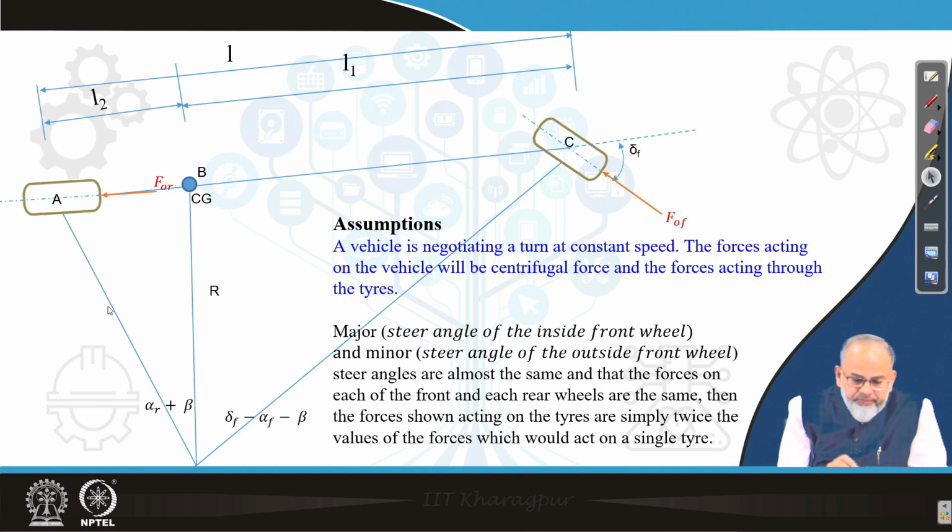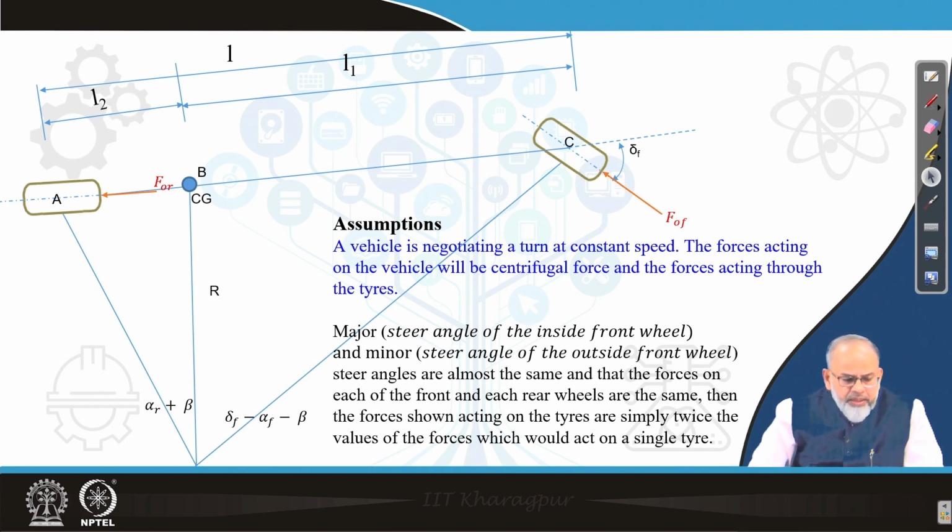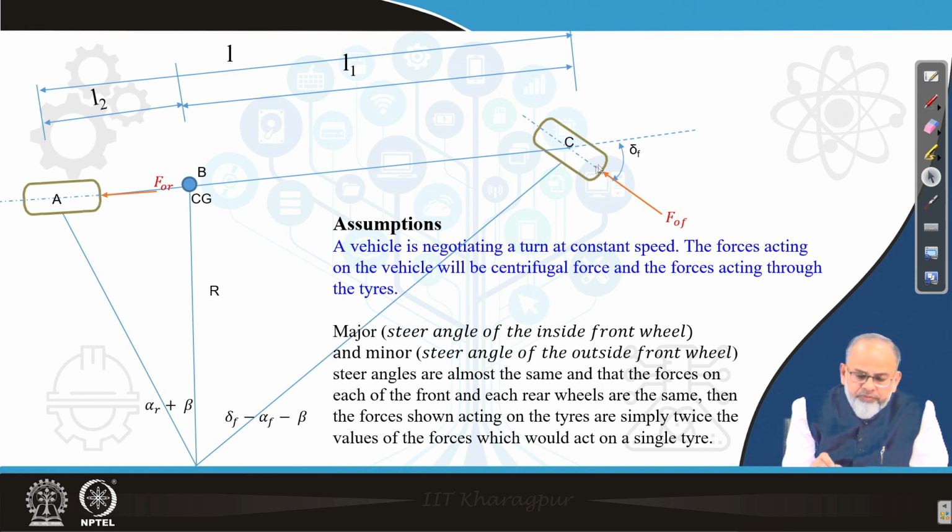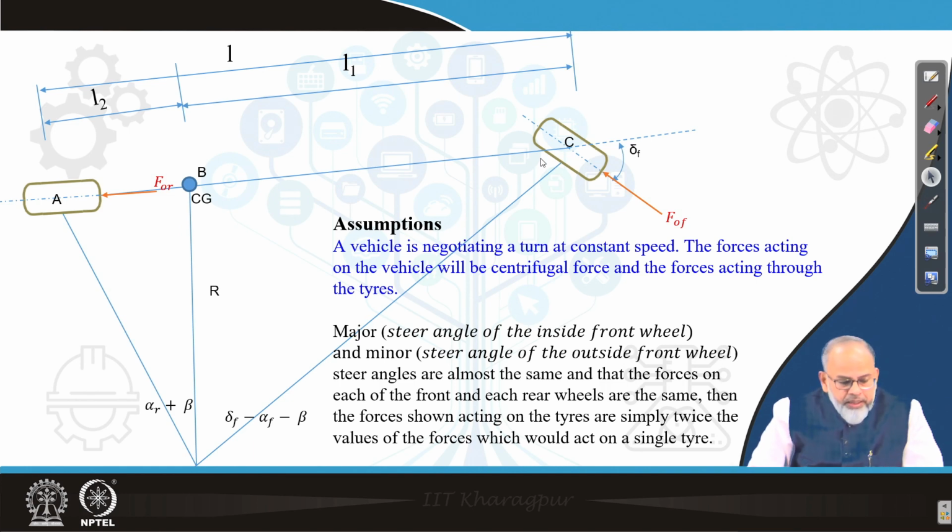I have represented this figure assuming that both wheels develop the same cornering force, and I have indicated only one wheel on the front and one on the rear. Both the minor steer angle and the major steer angle are assumed to be the same. These are some of the assumptions made to simplify, so that you can derive the fundamental equations related to steering or handling characteristics.